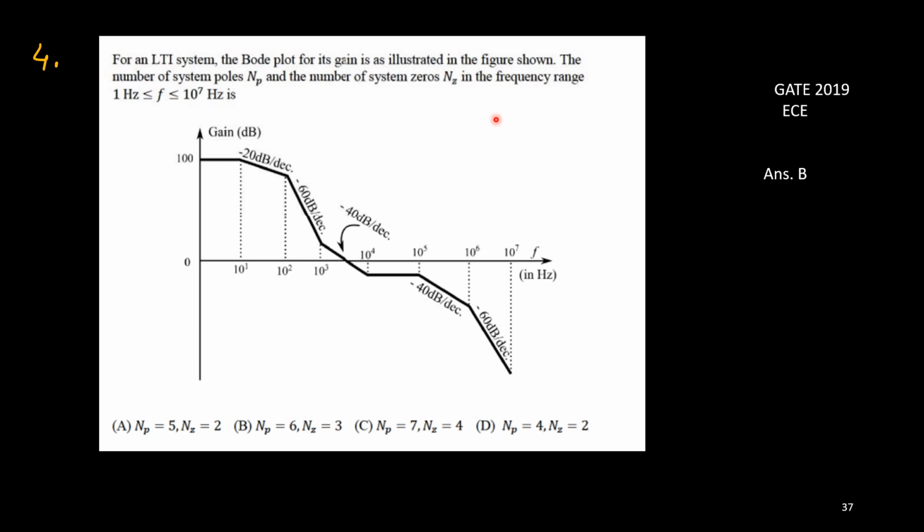You just need to understand the change in slopes. As I've already said, a negative change in slope is due to a pole, and a positive change in slope is obviously due to a zero. If it is minus 20 per decade, it is 1 pole, and minus 40 per decade, 2 poles. Similarly, plus 20 per decade, 1 zero, plus 40 per decade, 2 zeros. Similarly, plus 60 per decade, 3 zeros. In that way. Okay, now we'll start.